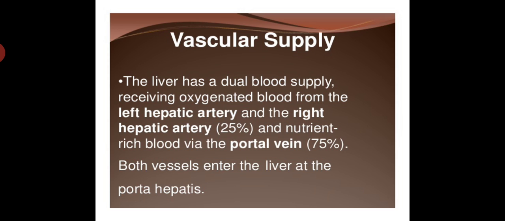Vascular supply, or the blood supply to the liver. The liver has a dual blood supply, receiving oxygenated blood from the left hepatic artery and the right hepatic artery, which accounts for about 25%, and nutrient-rich blood via the portal vein, which is about 75%. Both these vessels enter the liver at the porta hepatis.